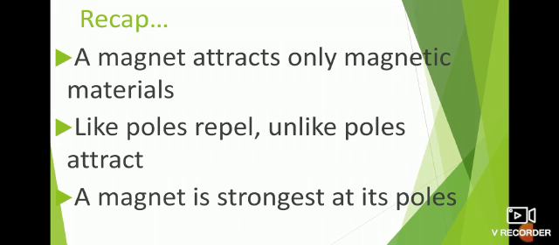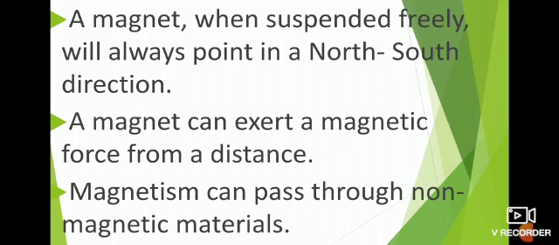In our previous lesson we learned some properties that all magnets have in common: a magnet attracts only magnetic materials, like poles repel, unlike poles attract, a magnet is strongest at its poles, a magnet when suspended freely will always point in a north-south direction, a magnet can exert a magnetic force from a distance, and magnetism can pass through non-magnetic materials. These are the common properties which all magnets have.